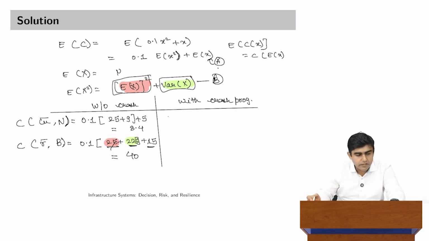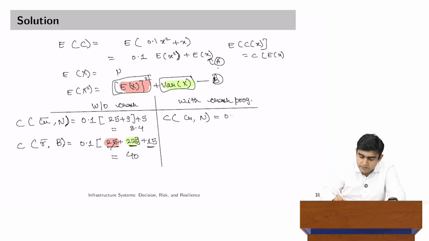Now, when we talk about cost with crash program, this is the expected cost. We have not added the 10,000 component yet. We will do that when we make the decision tree. We are right now just working on the expected cost of x focused around the delay. The cost of crash program itself we will worry about later. So, in this case cost is given as 0.1, mean is 1, standard deviation is 1. So, square of 1 and 1 plus 1 gives to be 1.2.